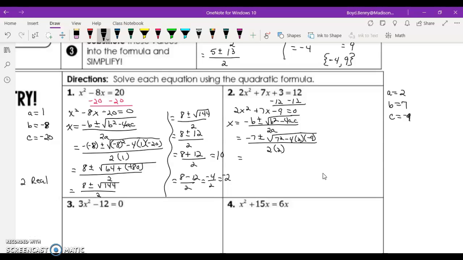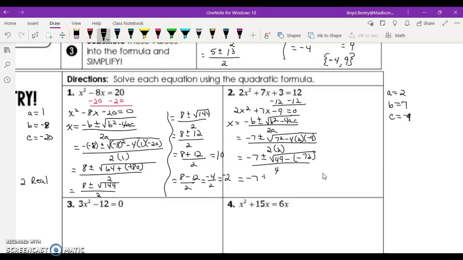So let's go ahead and simplify this thing. Negative 7 plus or minus. Again, we're going to work this radical first. So I've got 49 minus 4 times 2 is 8. I'm going to have another negative. 8 times 9 is 72. And all that's going to be divided by 4.